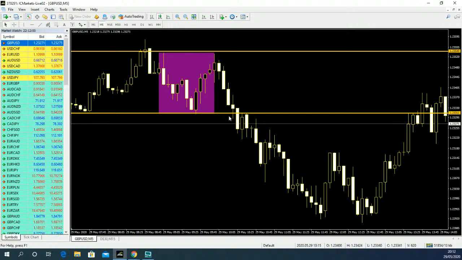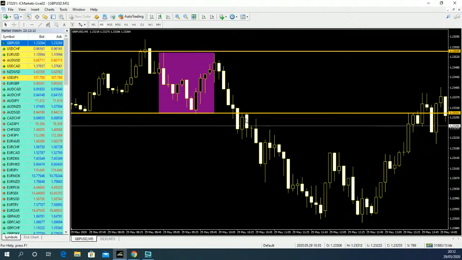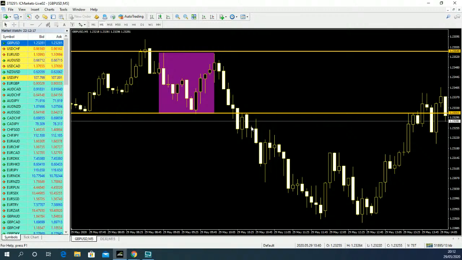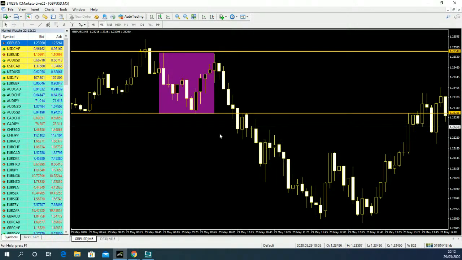Okay, so I'm going to start with this candle here, this long bearish candle here as my candle number 1. This is candle number 2. This next bearish is candle number 3. This doji is candle 4. And which one is our trigger candle?